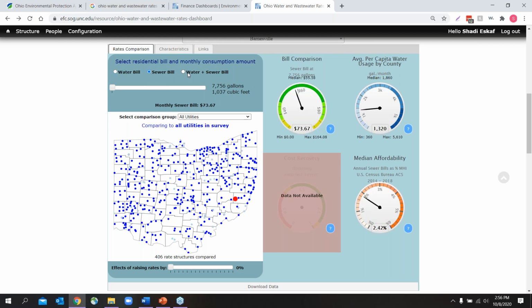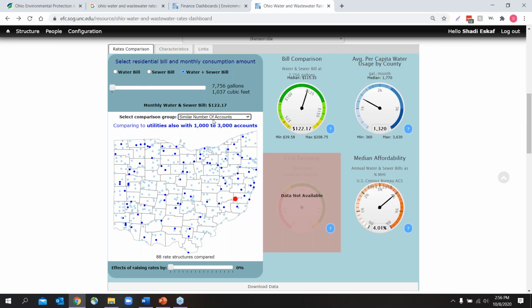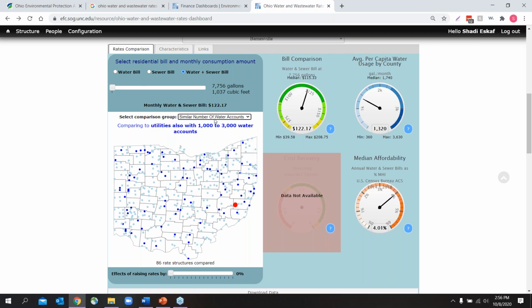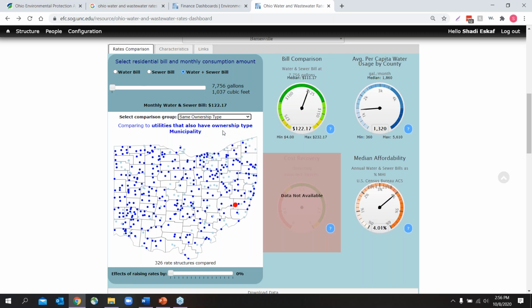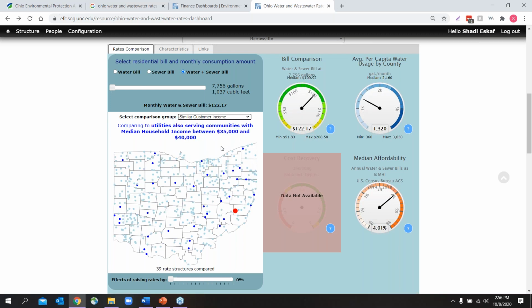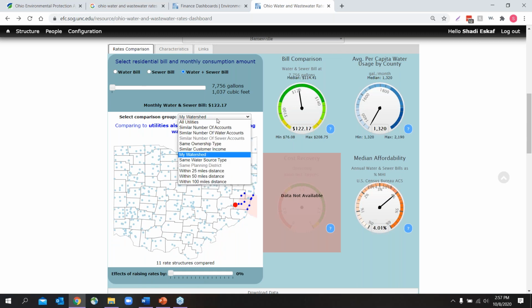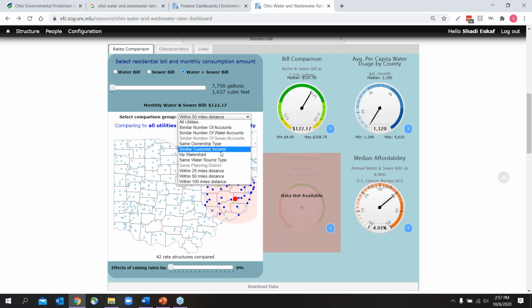You can look at your water bill, your sewer bill, or water and sewer combined. And you can compare yourself not just to all the systems in the state, but if you select, I want to compare just the same system or systems with the same number of accounts, automatically it filters to the subset of utilities of similar size, whether it's number of accounts or specifically number of water accounts, which might be slightly different from other sources. Ownership type, so whether you're a municipality or a district or a county. You can compare to communities that have the same level of customer income, so the same median household income ranges. You can compare to other systems in your watershed or within a 50 or 100 mile radius.